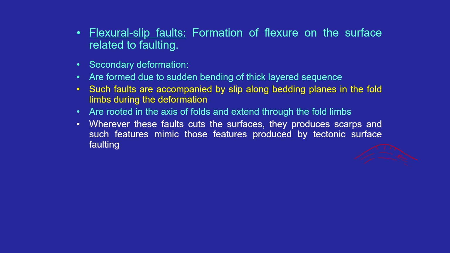Wherever this fault cuts the surface, they produce scarps, and such features mimic those features produced by tectonic surface faulting. So, one has to be very careful about the overall deformation you are looking at, whether it is complete extensional tectonics or flexure folding is taking place, and this type of secondary faulting has been seen only on the surface. It is not related to the main fault or the displacement along the main fault.